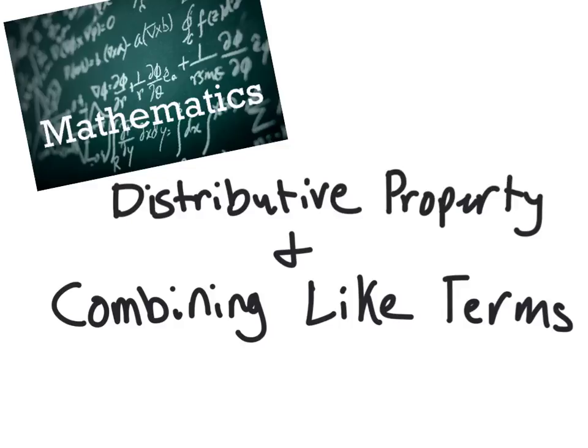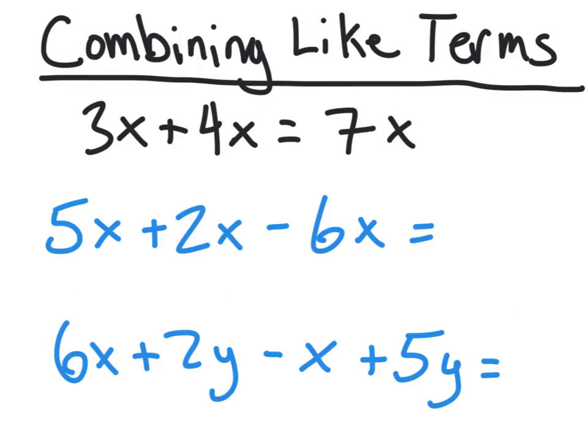Hey everyone, this video is about the distributive property and combining like terms. Okay, so like terms. First of all, terms are something like 3x or 4x. They're combinations of numbers and variables with multiplication or division. 3x plus 4x is not a term because this plus is splitting this term from this term. So this is an expression. It's the sum of two terms.